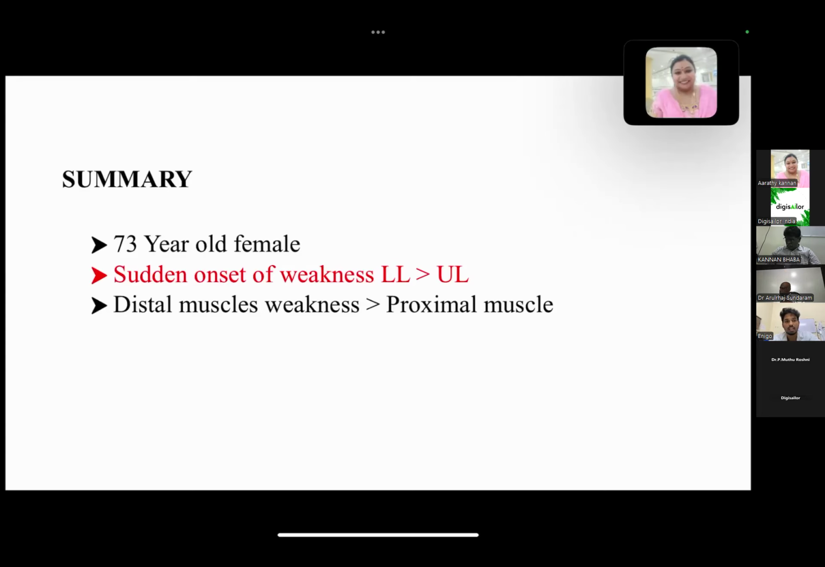So the key clinical features in this patient are: she is an elderly 73-year-old female with sudden onset weakness of the lower limb more than the upper limb, and distal muscle weakness more than proximal muscle weakness.